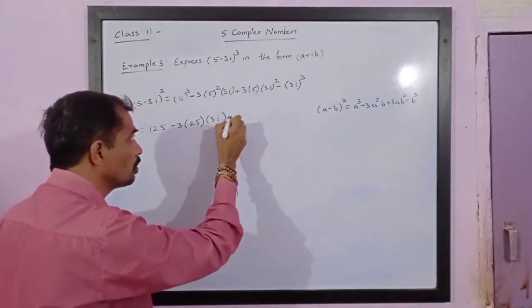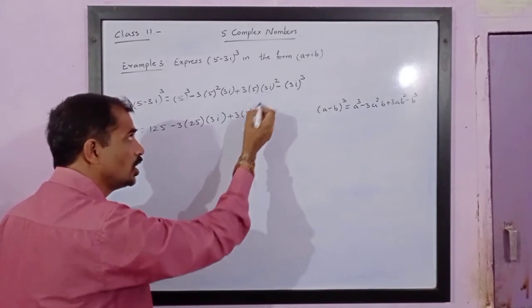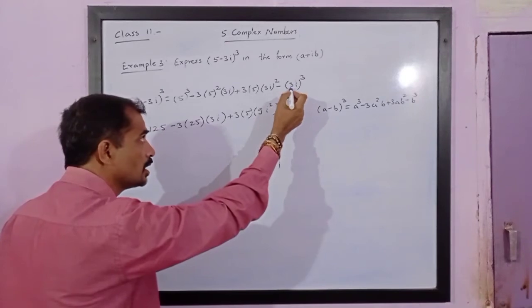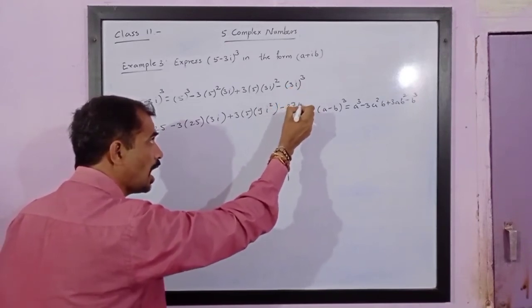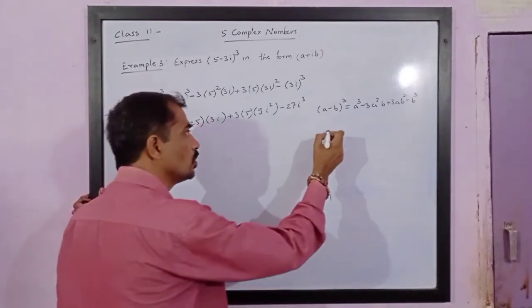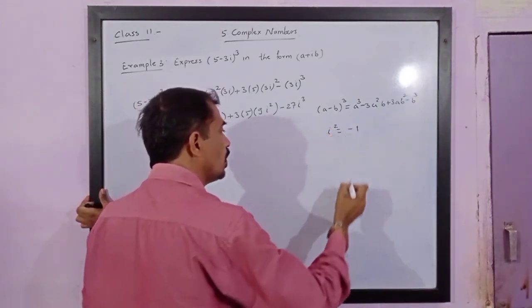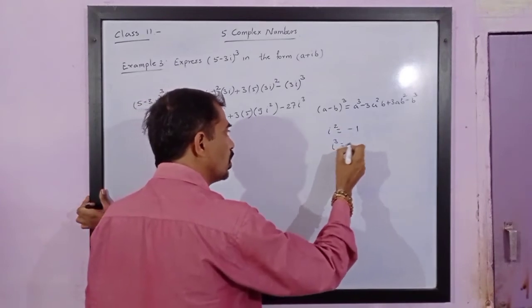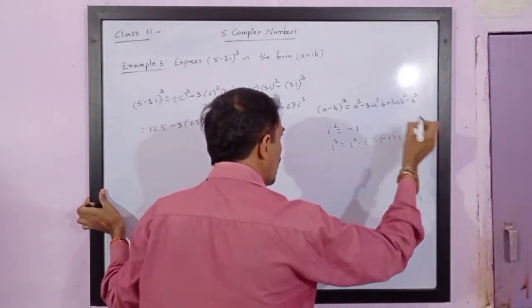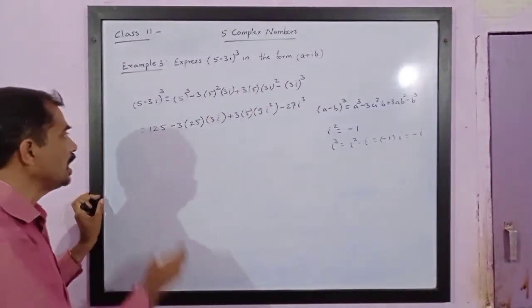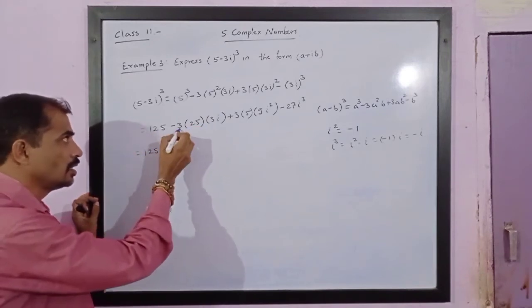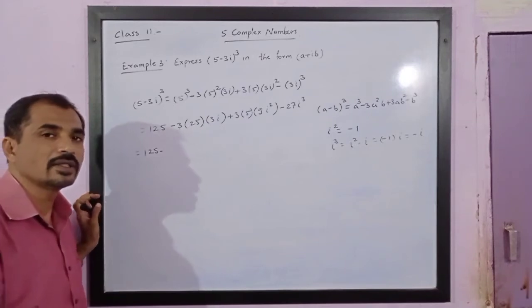This is equal to plus 3 into 5 into 9 i square, and this is 3 3s are 9, 3 9s are 27 i cube. Now we already know i square is equal to negative 1, and i cube is equal to i square into i, that is equal to negative 1 into i, that is equal to negative i.